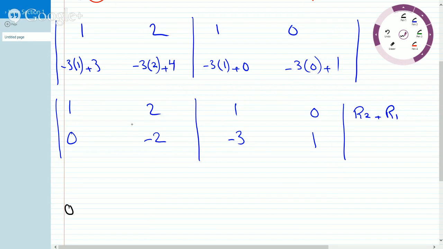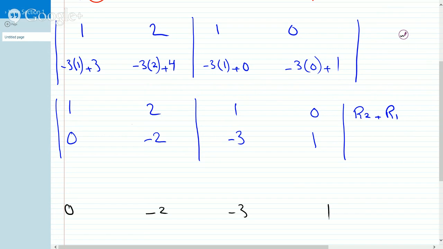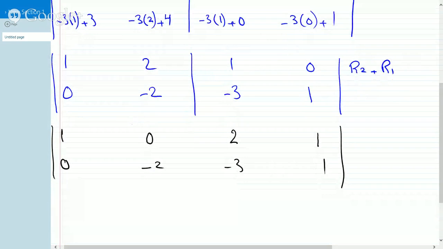0, minus 2, minus 3, 1, and then we get here. So when you add, 0 plus 1 is 1. Minus 2 plus 2 is 0. Minus 3 plus 1 is minus 2. 1 plus 0 is 1. There you go. And now this has to become a 1.